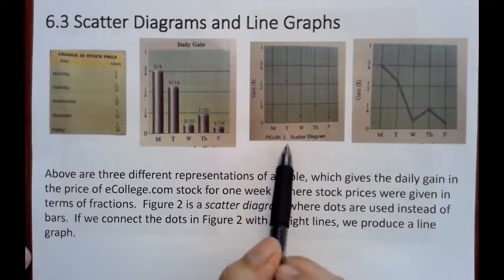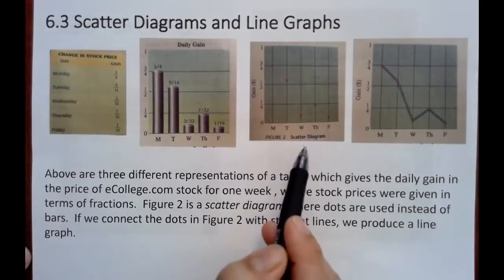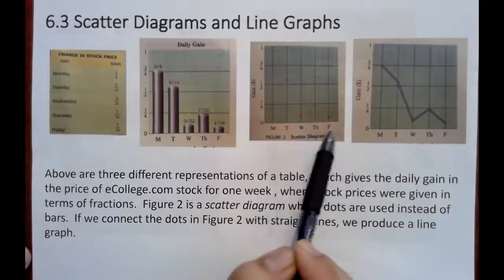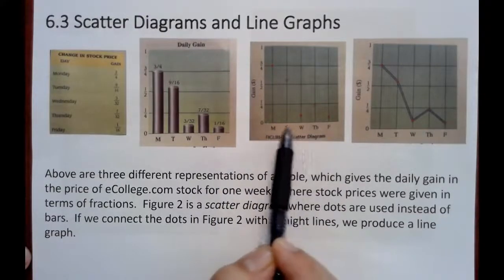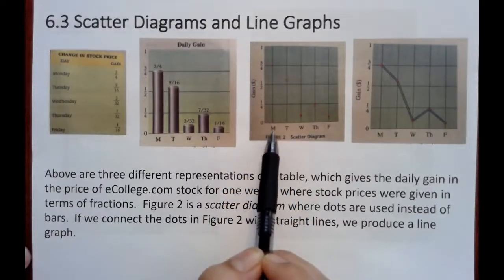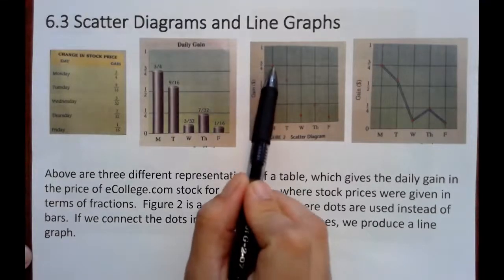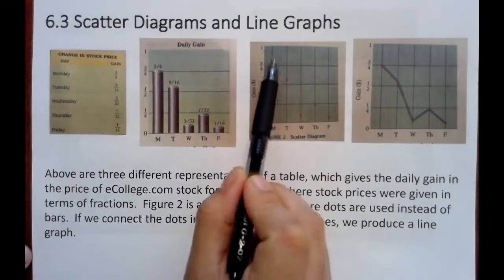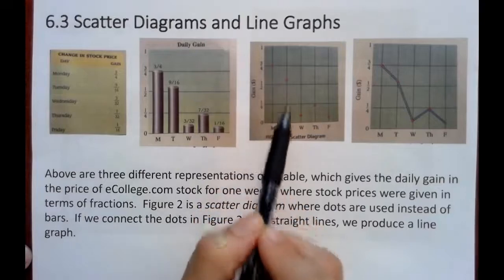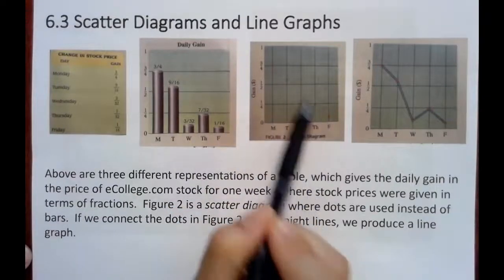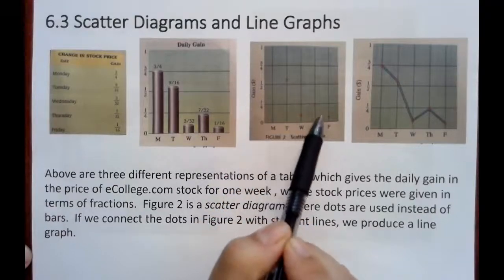Okay, so this figure here is called a scatter diagram, and it's set up the same way. Notice that the vertical axis and the horizontal axis are both the same. But here, instead of doing a bar, we just put a dot. So on Monday the gain was 3/4, so there it is. And then so on, right? So that was 9/16, and so on. So see how it's similar but different.